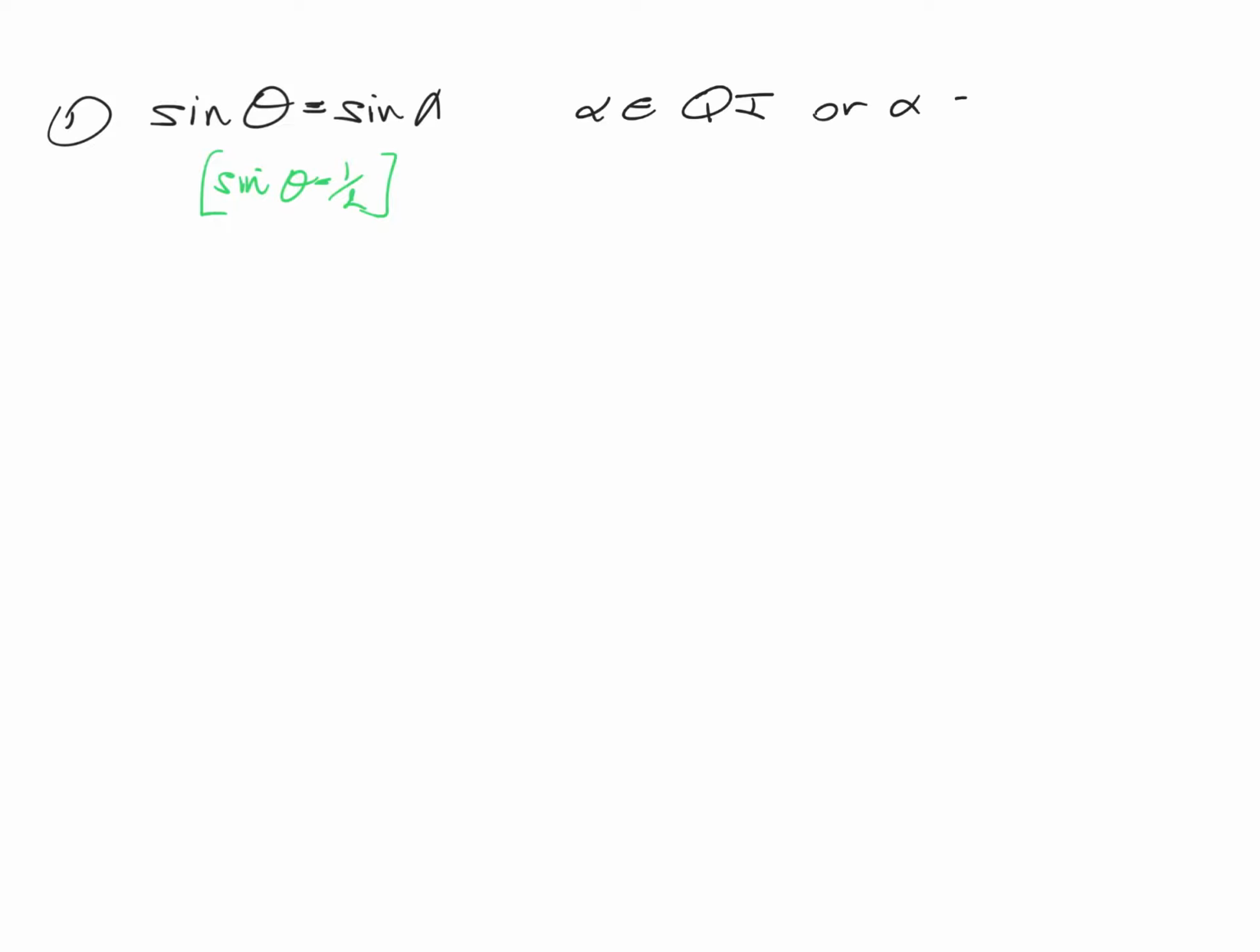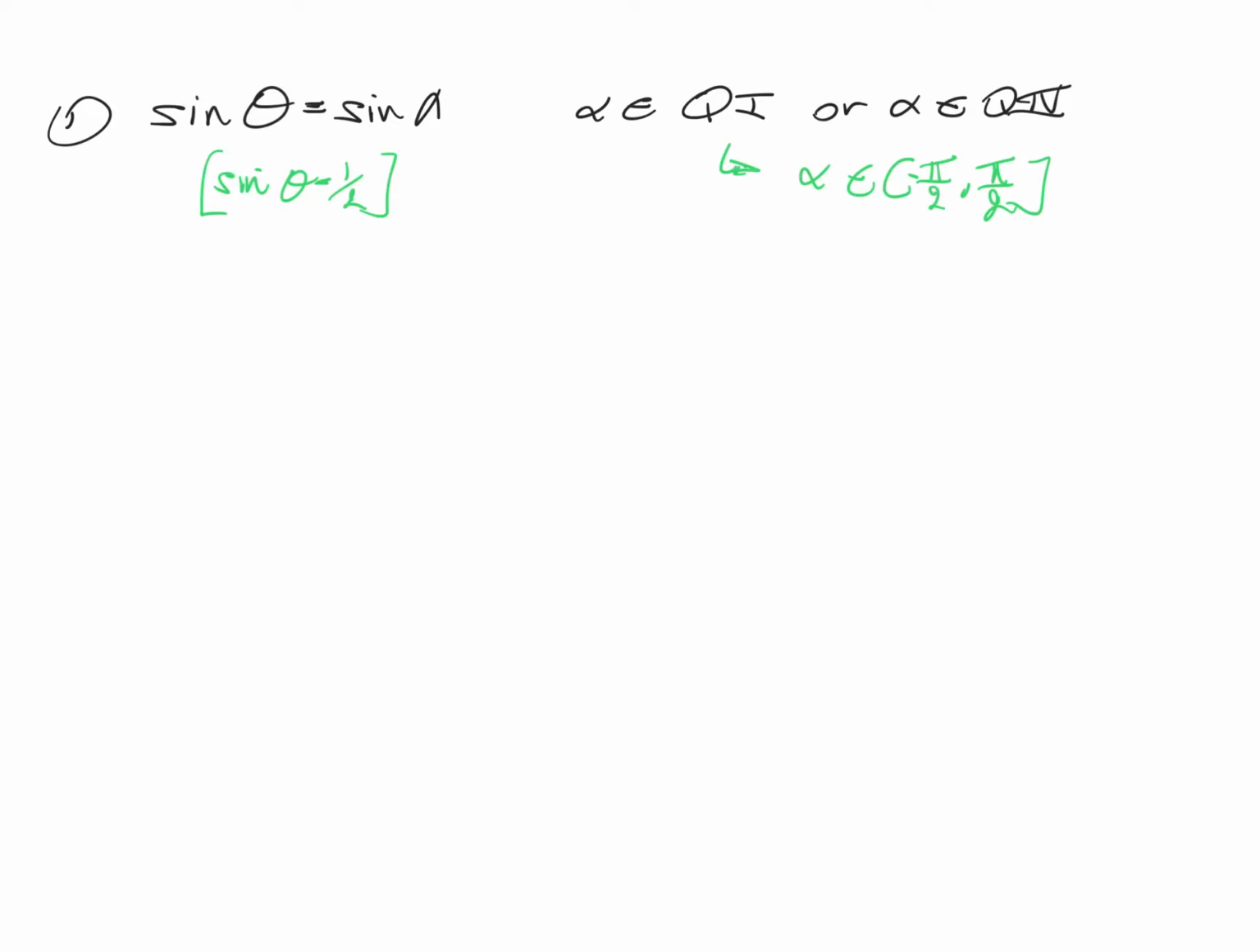For the first case, assume that sine of theta is equal to sine of alpha, where sine of alpha is known. For example, sine of theta is 1/2. In the case of sine, we will assume that alpha is in the first quadrant or alpha is in the fourth quadrant. So basically this means alpha is an angle between minus pi over 2 and pi over 2.